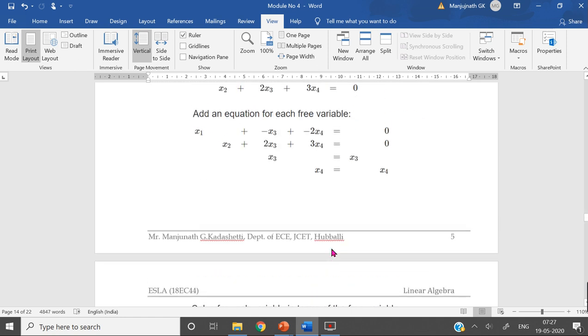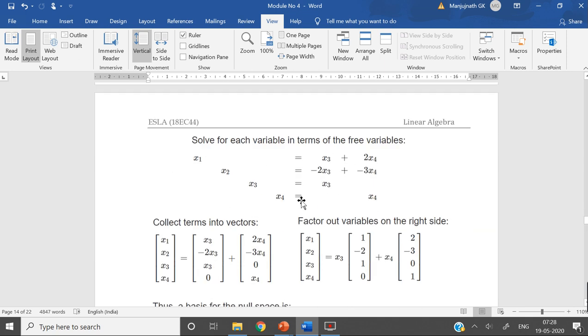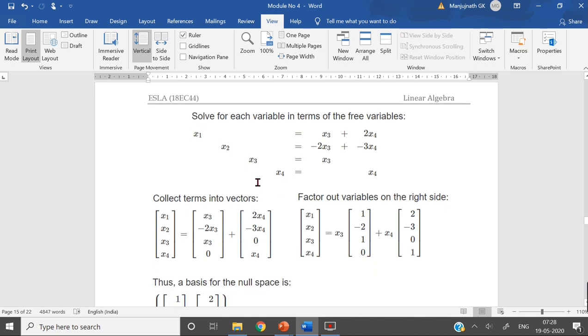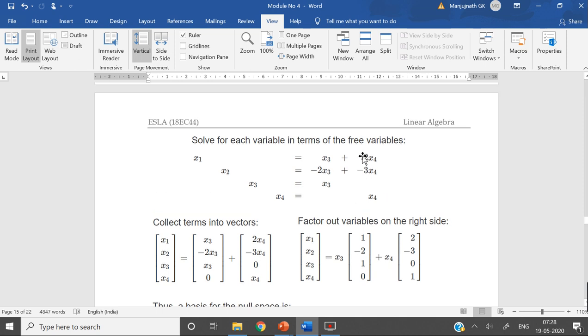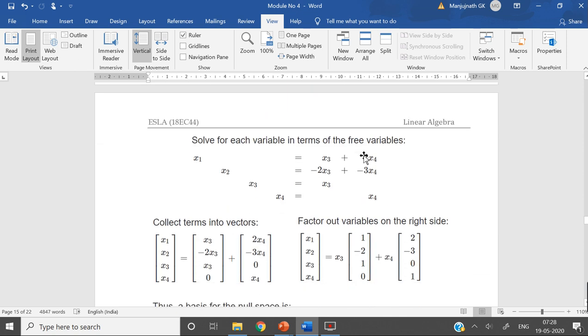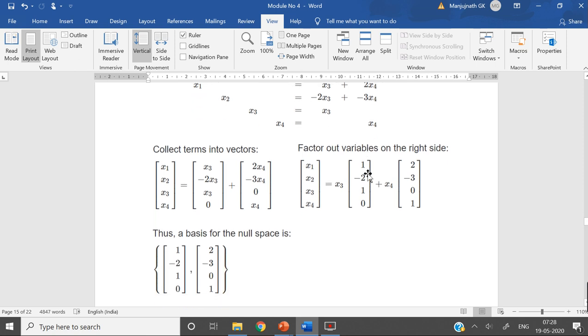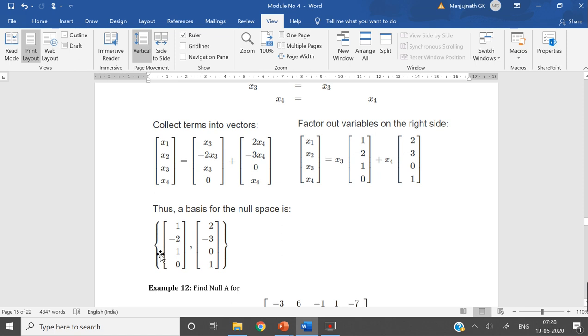And from these equations, express x1, x2 in terms of the free variables. That is written here. Then let us write this in terms of vectors. From the first term, you can write x3 and minus 2x4. That is written here. After that, we will obtain minus 1, 2 as the null space. These are the basis for the null space.